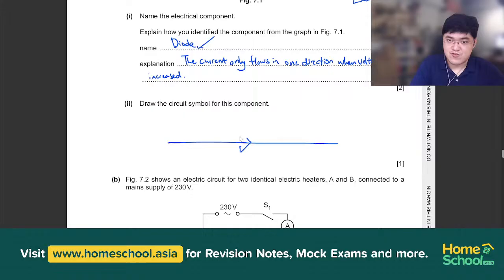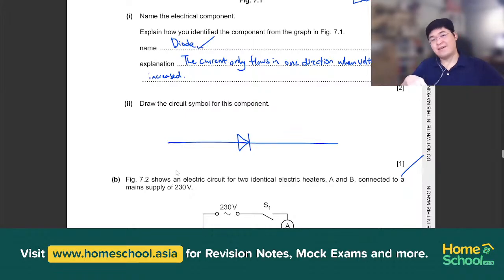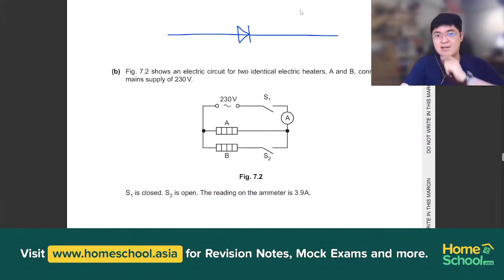I think I should draw this nicer. Let's draw a triangle pointing to the right, like this, and another line like this. This will get you your full 1 mark. This is the circuit symbol of a diode. Very straightforward so far. You should get your 3 marks from part 1 and part 2 of 7A. Now for 7B, let's take a look at this circuit over here.